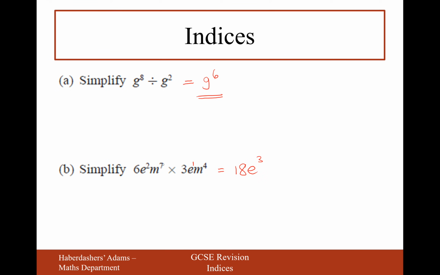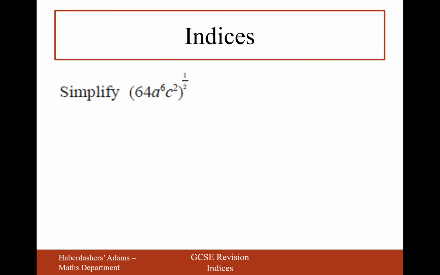And then we've got m to the 7 times m to the 4, that's going to be add your indices, m to the power of 11. So there we are, that's the answer for the second one. Moving on to the next question, pause the video and have a go at this one.